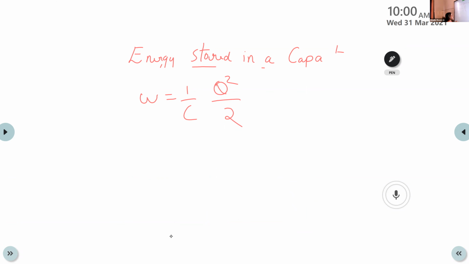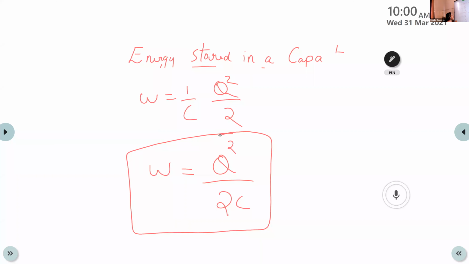Or we can write W is equal to q square divided by 2c. So this is the work done by the voltage source in order to store the energy, and this work done by the voltage source is stored in the form of energy in a capacitor. So W is equal to Q square by 2C.